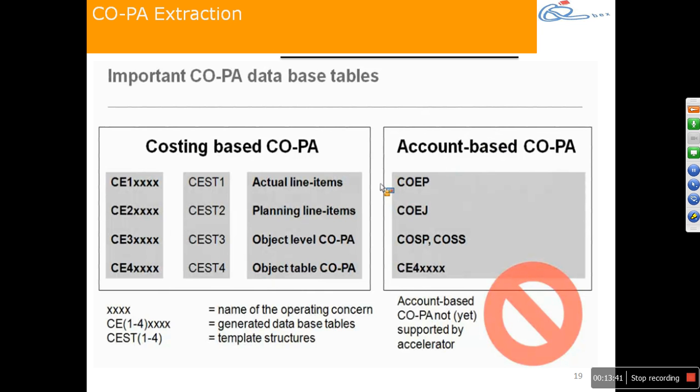C4 table will have object number versus all the measures, and C3 will have for the same object number what are the characteristic combination.